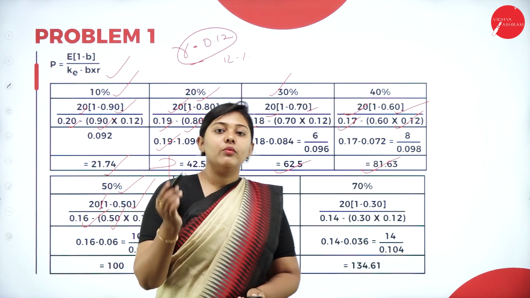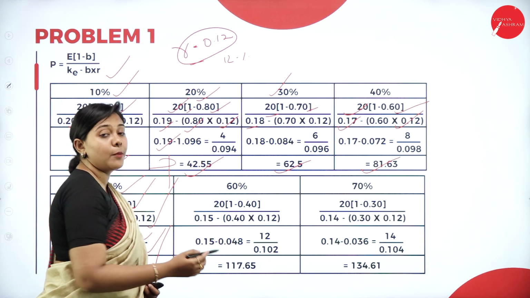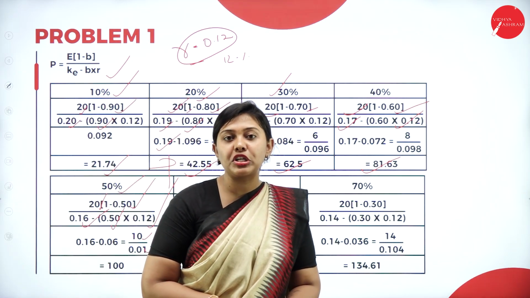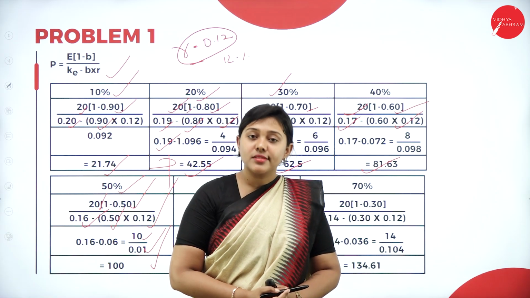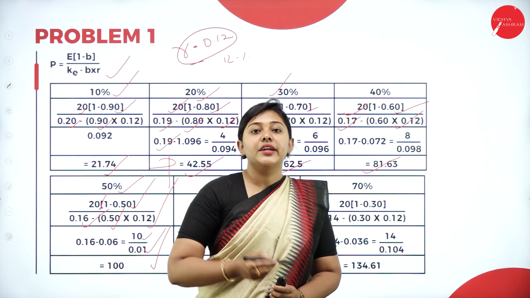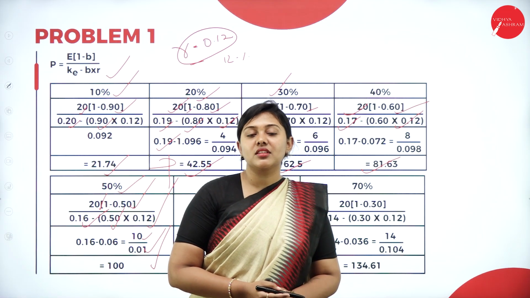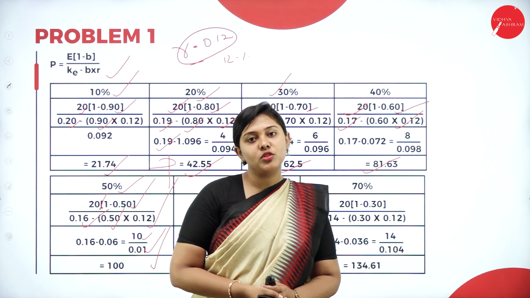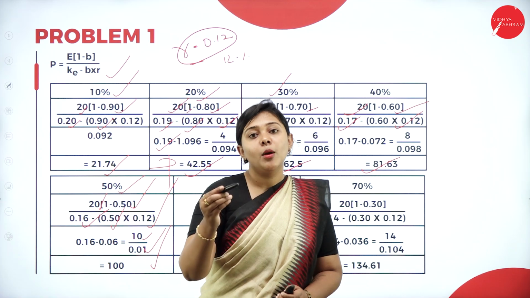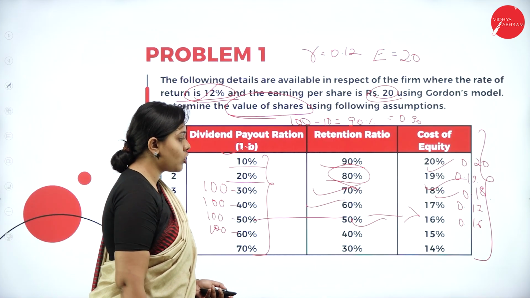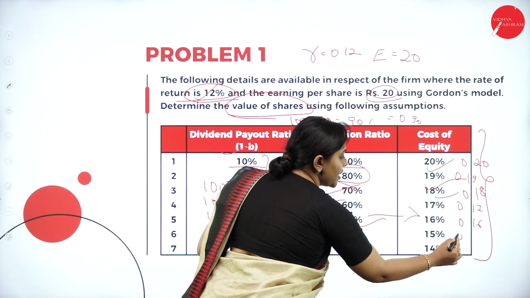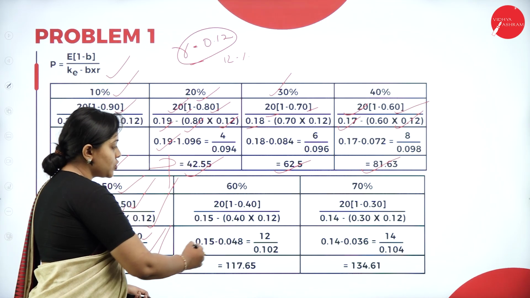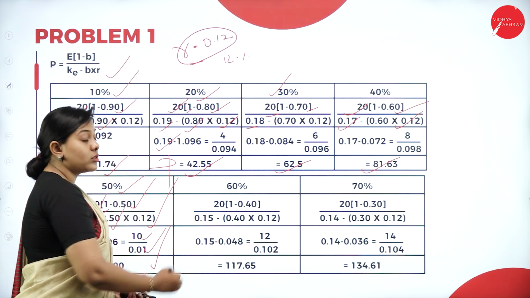Moving forward, we are calculating for 60%. What is that 60%? It is nothing but your dividend payout ratio. When the dividend payout ratio is 60%, the retention ratio will be 40%, that is your 0.40. The rate of return is same, that is 12%. Earnings is same, but the cost of capital is 15%. So 0.15. So let's substitute all the values to the formula and check out the answer.